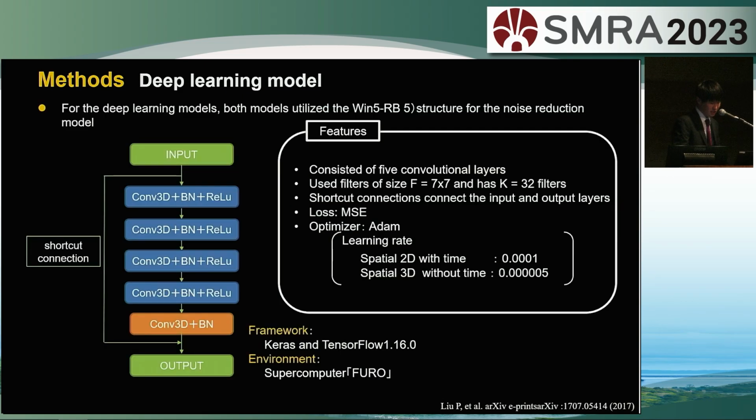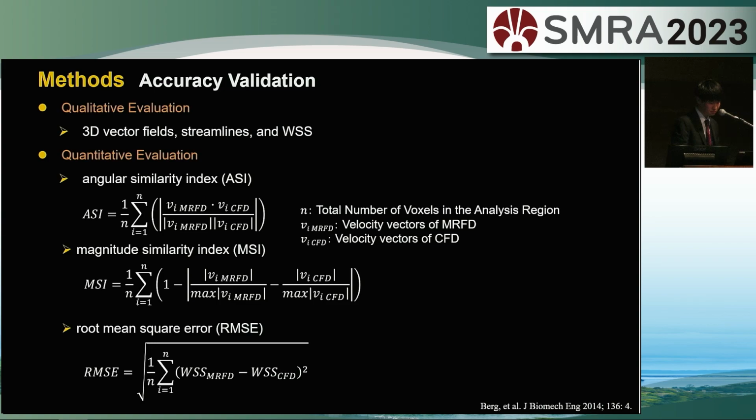For the deep learning models, both models utilize the Win5RB structure for the noise reduction model. 3D vector fields, streamlines, and WSS were used for qualitative evaluation. The angular similarity index and magnitude similarity index of the 3D vector data, and root mean square error were used for quantitative evaluation, with CFD as the reference.